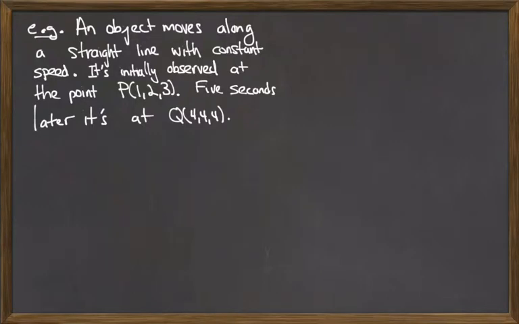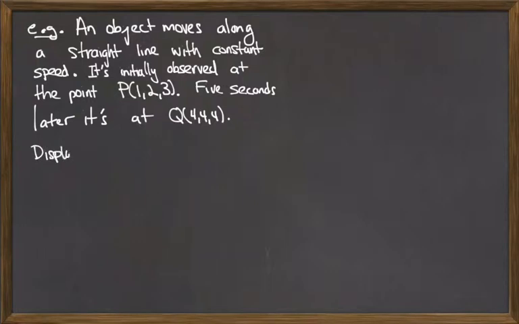Initially, it's observed at the point P, whose coordinates are 1, 2, 3, and then 5 seconds later, it's observed to be at the point Q, whose coordinates are 4, 4, and 4. We're going to look at different ways that we can use vectors to describe what's happening physically.